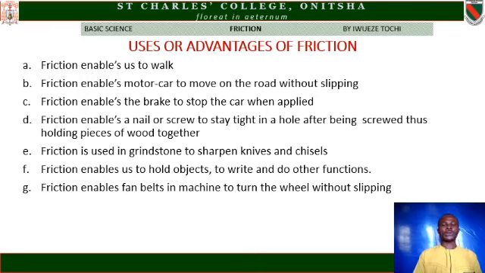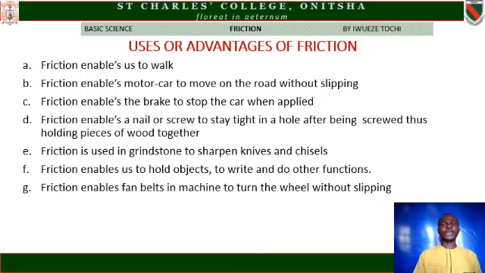D. Friction enables nail or screw to stay tight in a hole after being screwed, thus holding pieces of wood together. So there is friction between nail and the wood. That is the reason why the nail can hold pieces of wood together.